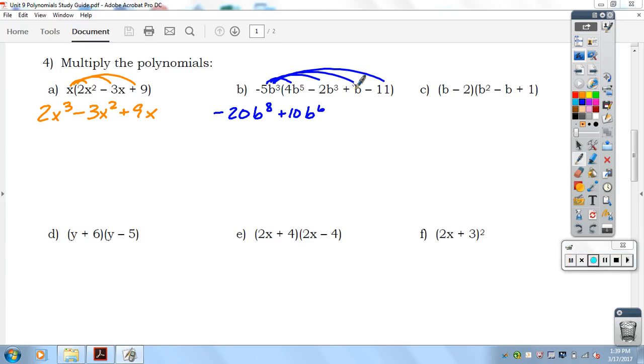When I do negative 5b cubed times b, it's negative 5. Then b cubed times b is b to the fourth. Negative 5 times negative 11 is a positive 55. B to the third power.